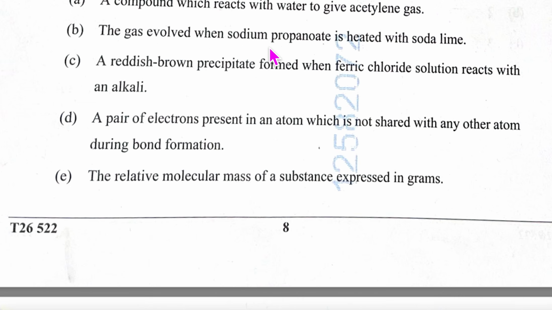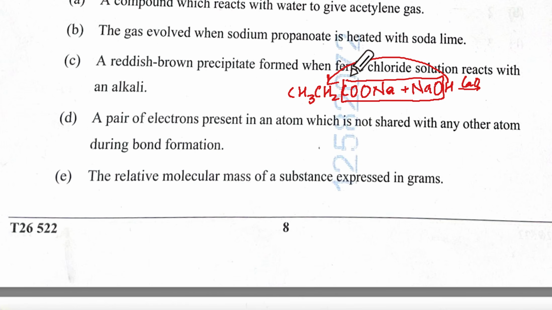The gas evolved when sodium propionate is heated with soda lime. Now some of you may need to do a little bit of working over here. Prop means 3 carbons, so it will be CH3, CH2 and COONa, which is sodium propionate or propanoate. And it is with soda lime, meaning NaOH and CaO. So you will have a decarboxylation reaction taking place. This H will go with this and it will give me CH3 single bond CH3, meaning C2H6. So which is the gas evolved? It is ethane.